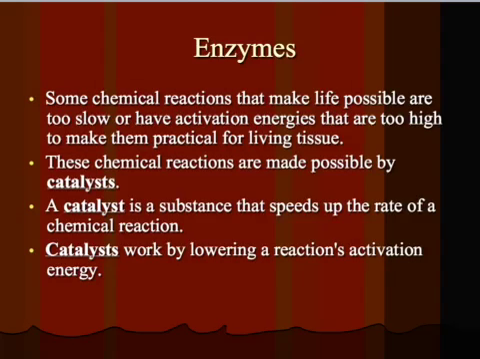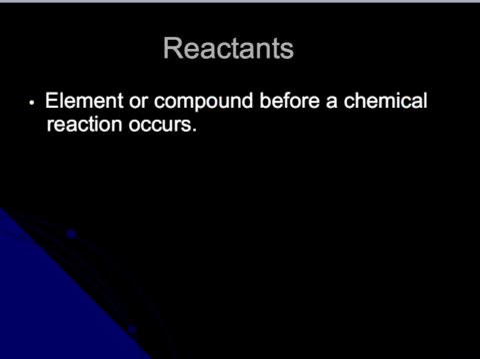As you read here, some chemical reactions that make life possible are too slow or have activation energies that are too high to be practical for living. So we have what's called a catalyst. This word catalyst means something that speeds something up. As it says right here, a catalyst is a substance that speeds up the rate of a chemical reaction, and a catalyst works by lowering the amount of activation energy. Again, it lowers the amount of energy needed to start the chemical reaction. Again, here are some more simple vocab terms.